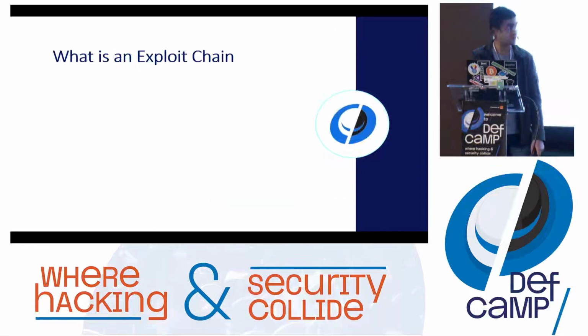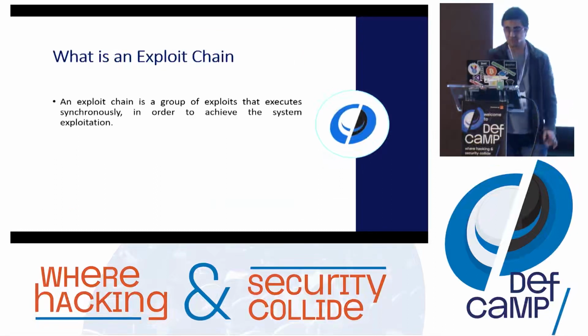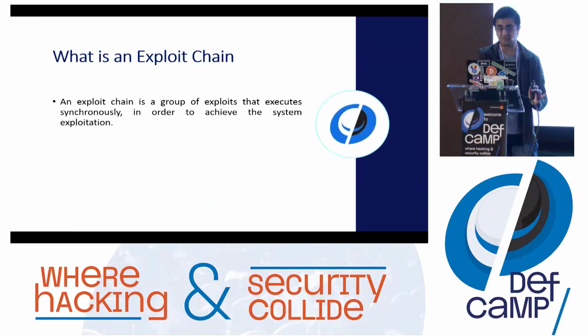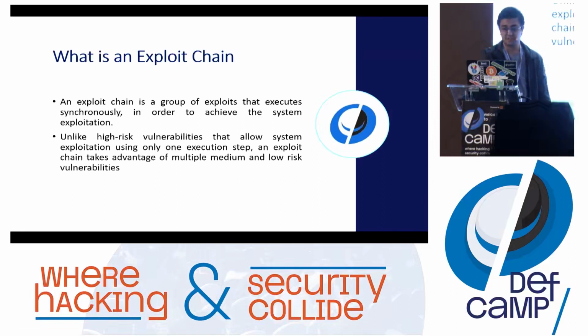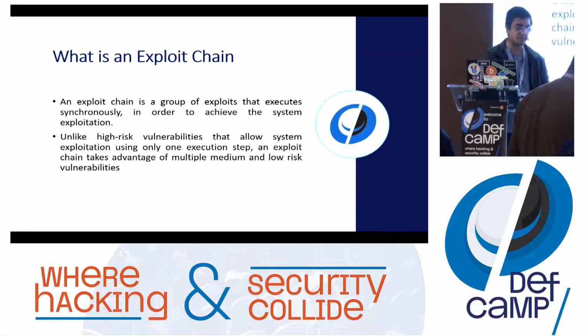So what is an exploit chain? An exploit chain is a group of exploits that execute synchronously in order to achieve system exploitation. Unlike high-risk vulnerabilities, which allow system exploitation using only one execution step, an exploit chain takes advantage of multiple low and medium-low risk vulnerabilities to get system level privilege or to compromise it.